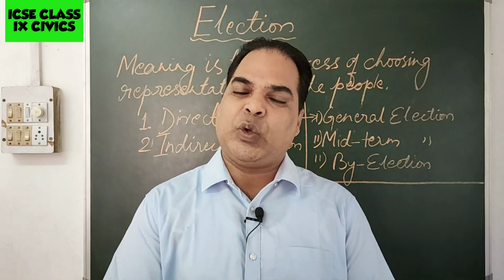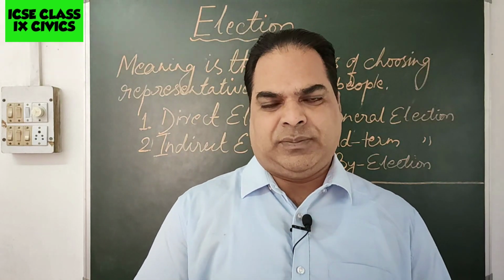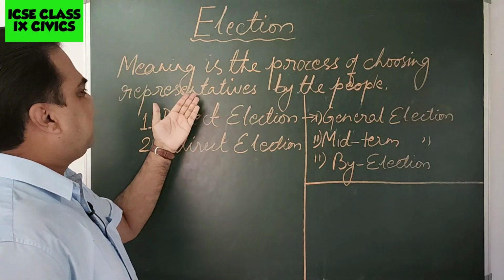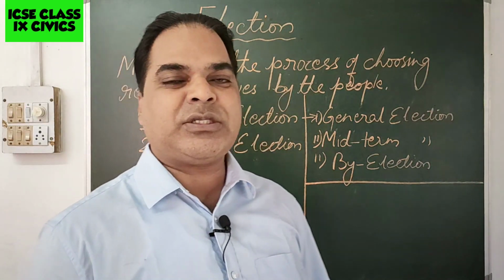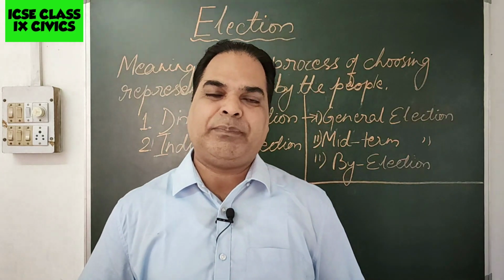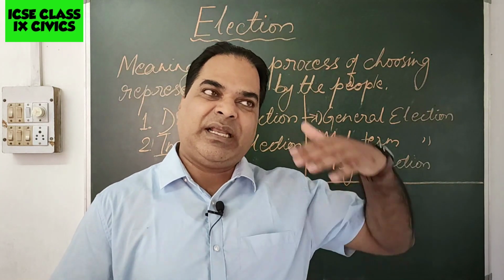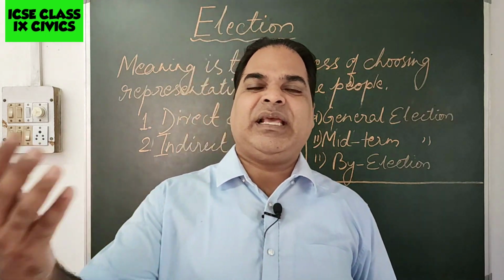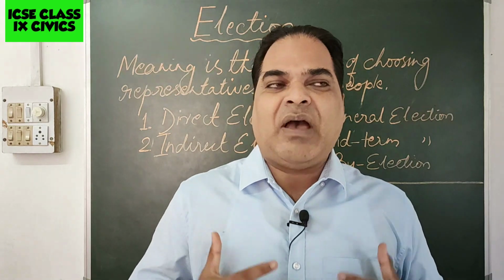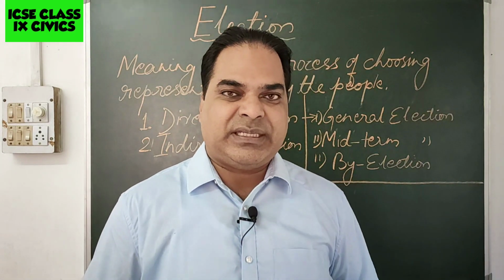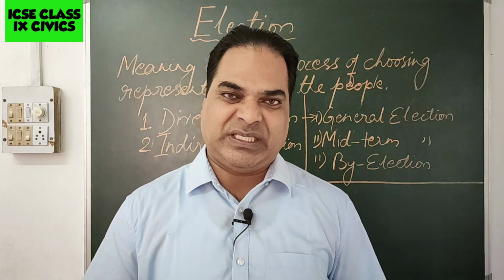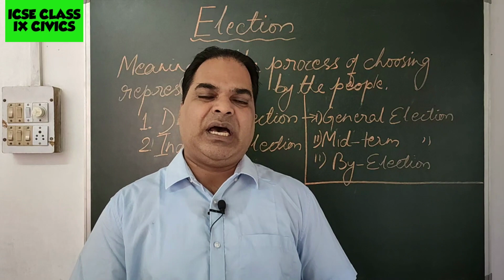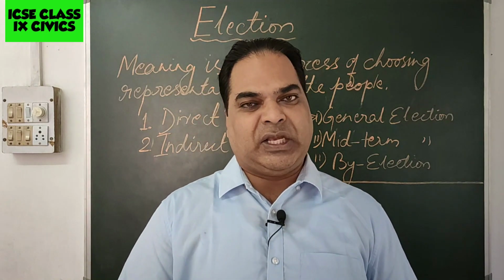And how does this process go on? A very simple meaning of election is the process of choosing representatives by the people. Our representatives are there in the parliament. Our representatives are there in the legislative assembly. We have elected them. They are our representatives. They are representing a constituency. What is the meaning of constituency? Constituency is an area demarcated for the purpose of election.